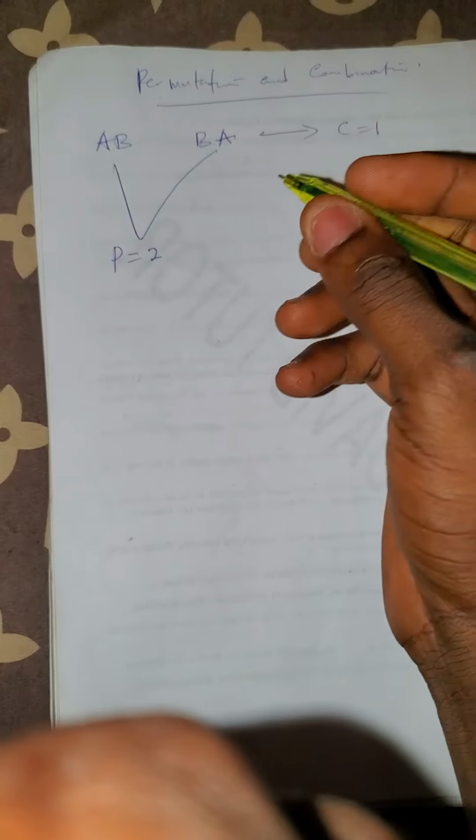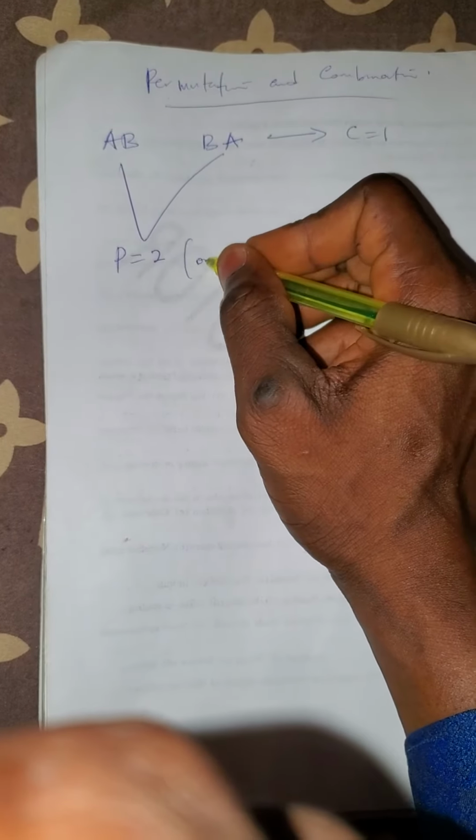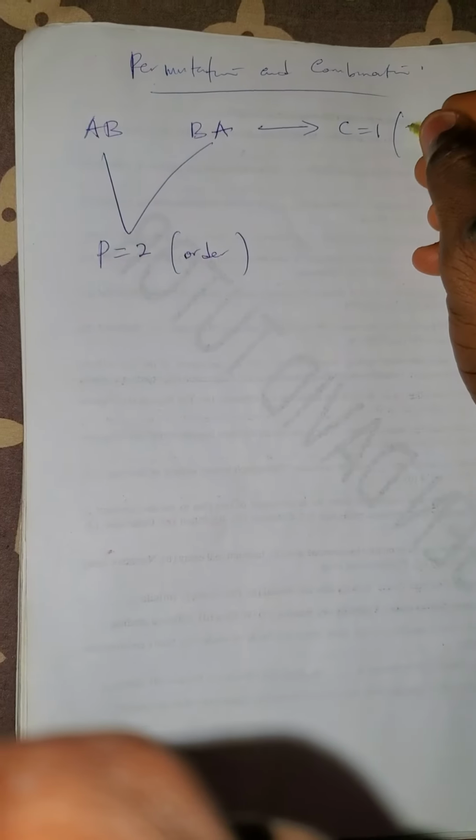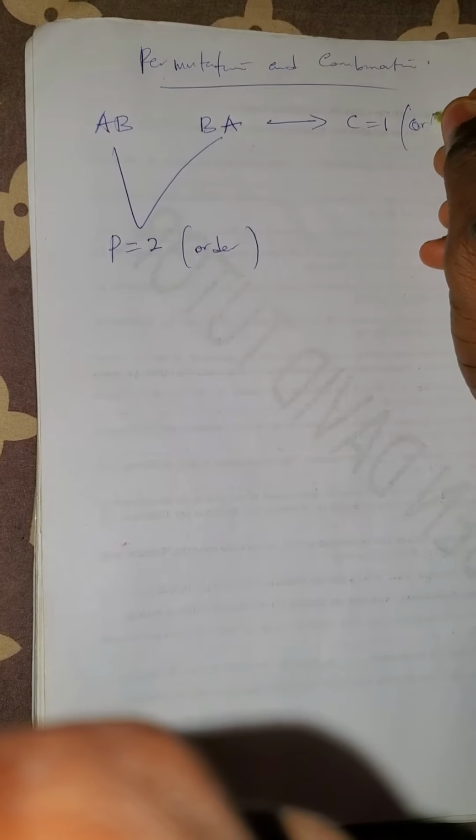Wow. The reason is because permutation deals with order, but combination does not deal with order.